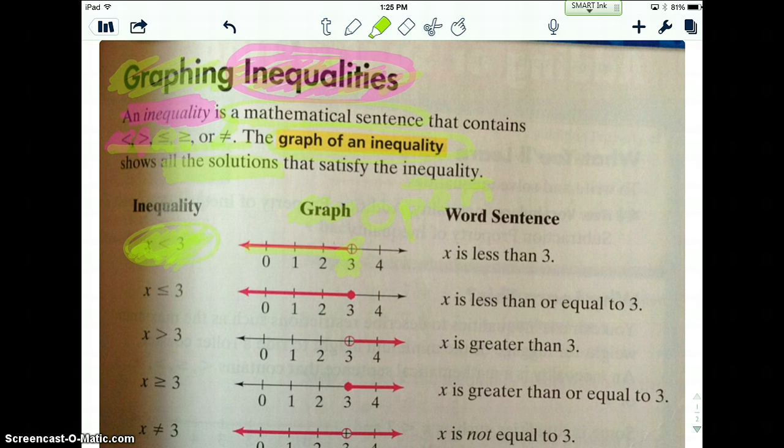So a number like 2.9999999999999 will satisfy that inequality because it is less than 3. So our solutions have to be less than 3.